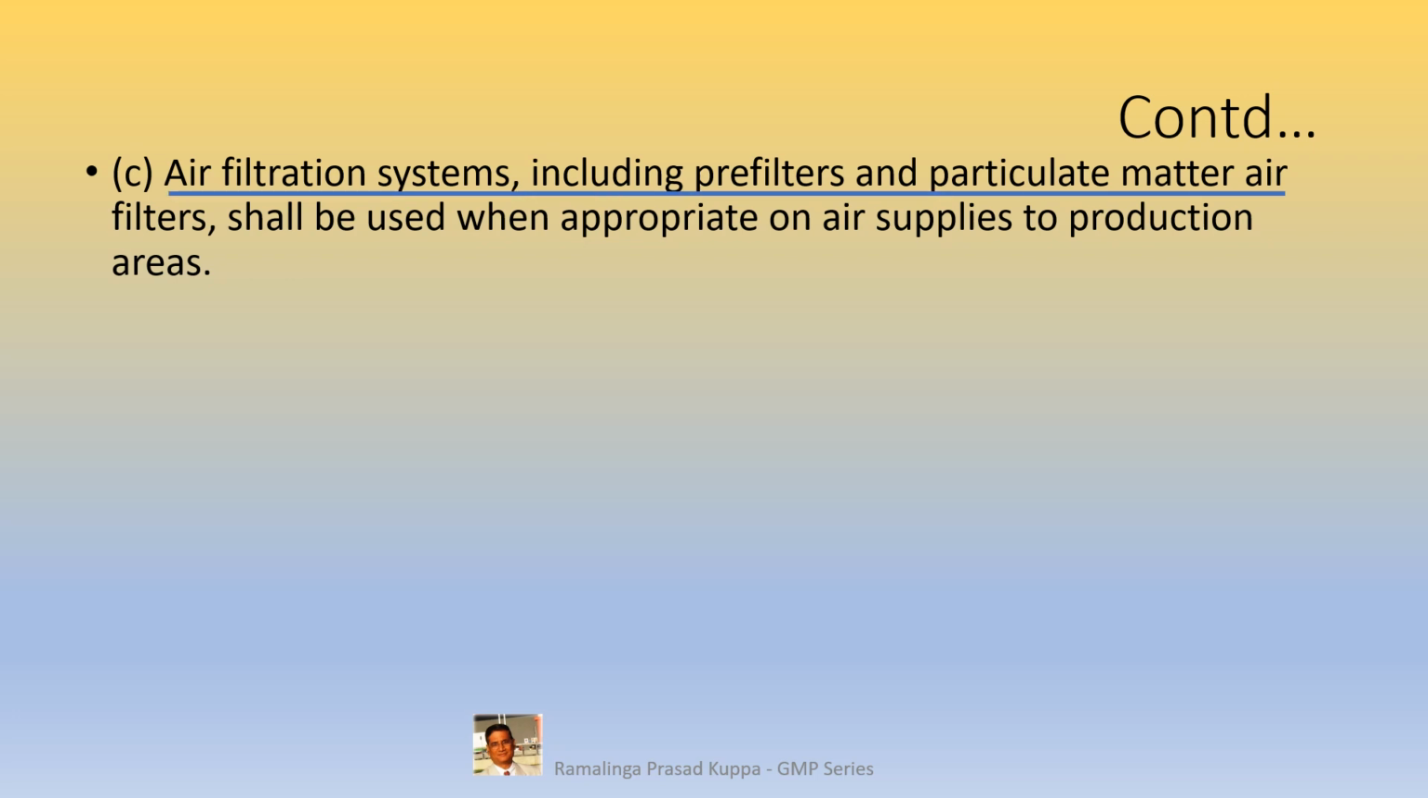Air filtration systems, including pre-filters and particulate matter air filters, shall be used when appropriate on air supplies to production areas. Raw air contains lots of particulate matter. Some larger particles may be visible and many smaller particles are not visible. The intent of air filtration is to filter off such particles and achieve clean, particulate matter free air inside the clean rooms. Pre-filters are necessary to reduce the air filtration load on the finer porosity filters.